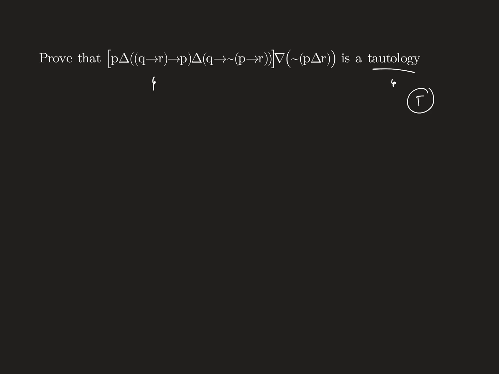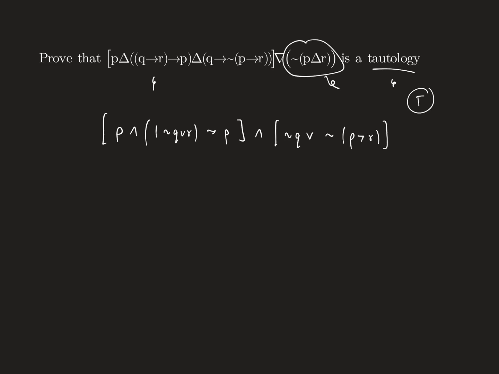So look at this group first. We can rewrite it as P and, well, Q then R, we can rewrite it as not Q or R, and then P. And not Q or not P then R. And the last one here, well, we're gonna deal with it later. So let us look at these both groups.